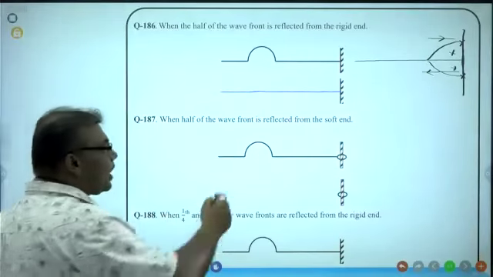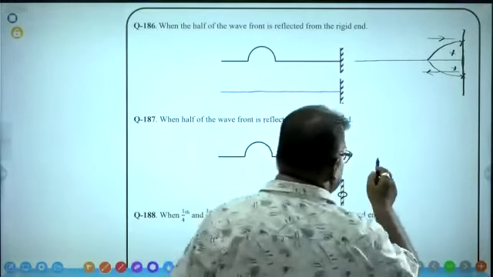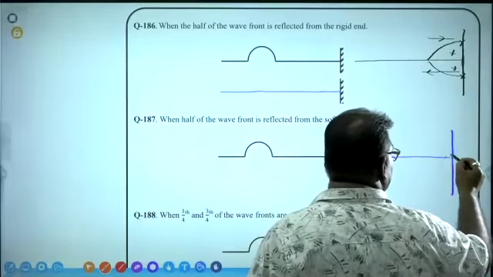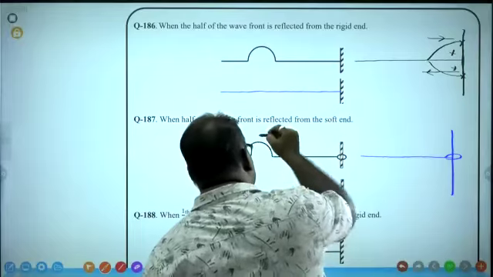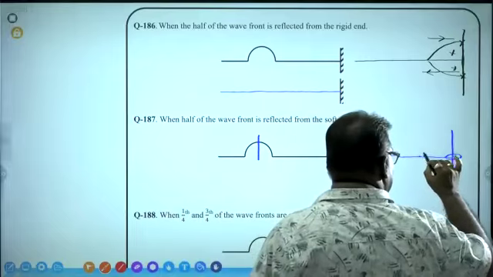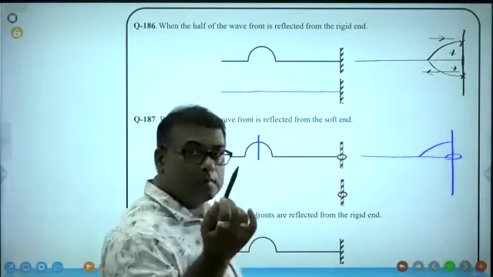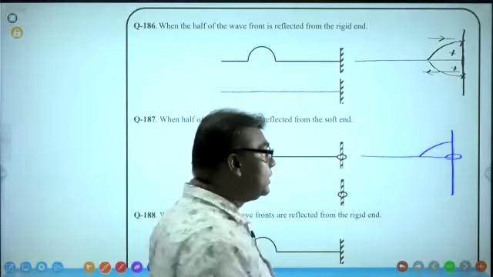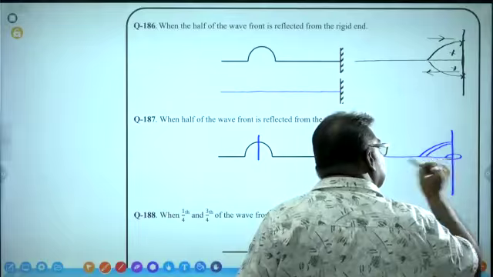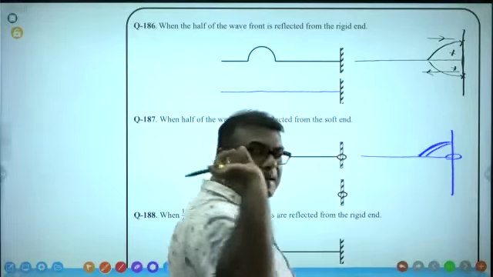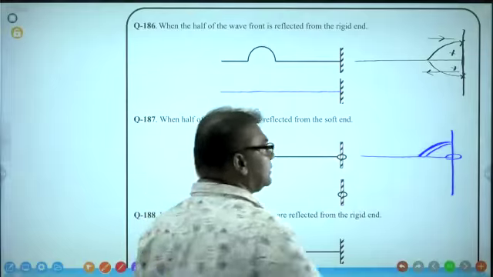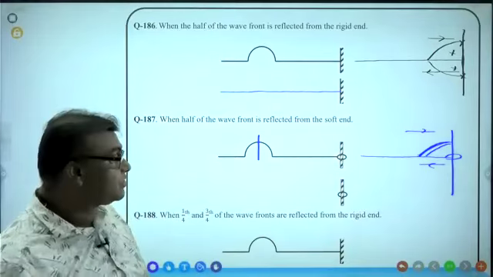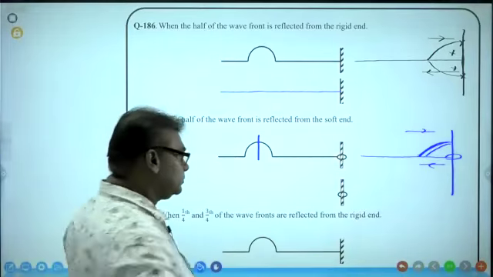Next one. Here, half of the wavefront is reflected. A rough one is like this. If this is the string, and here we have a wall. When this one comes to here, half is hit, another half reflected. This is soft reflection. This is the reflected one, coincided with each other. This is to be hit. Then this one towards right, this one towards left. They are having same amplitude, same frequency, and same all the stuff.